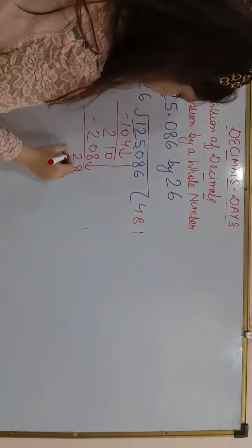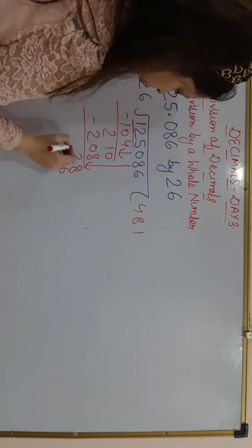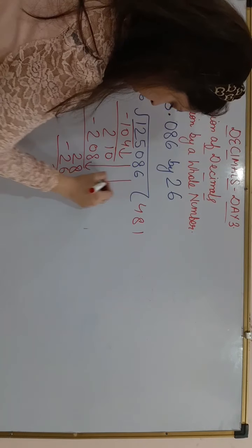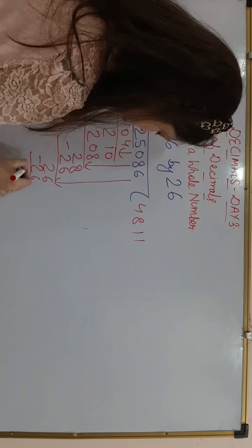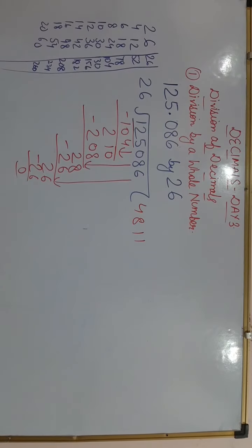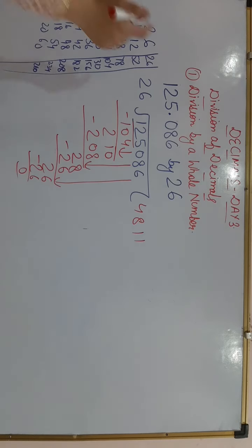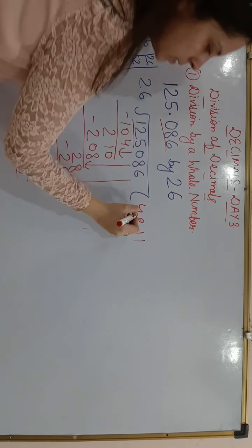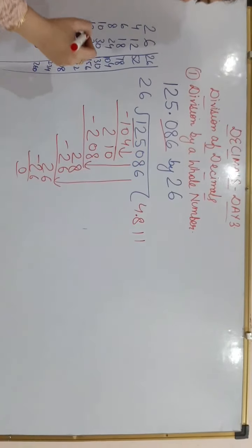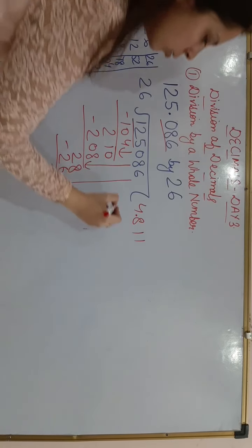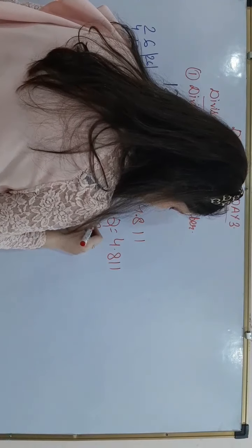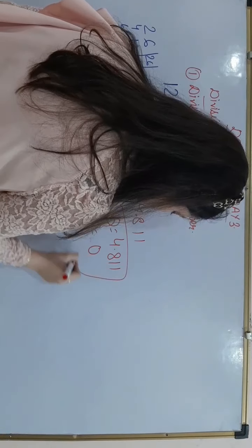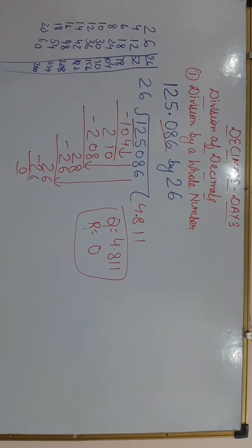So 26 times 1 is 26. Now drop down 6. So 26 times 1 is 26 again. So 0 is the remainder now. So now count the decimal places. There are 3 decimal places. So put decimal point before 3 digits. So now the quotient in this is 4.811 and remainder is 0. You just have to do simple, standard division, just like so.